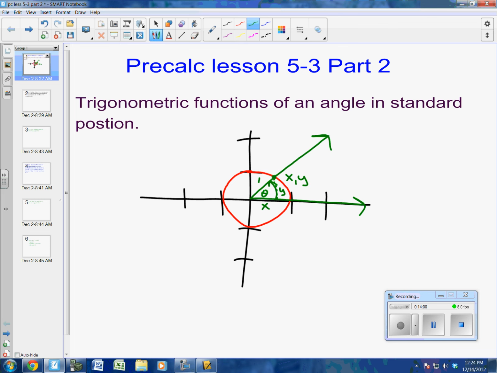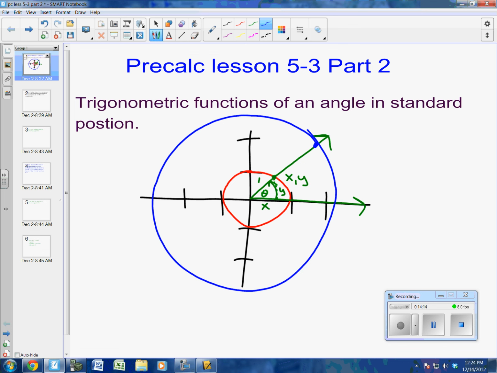Okay, here's the question. What if my point's not on the unit circle? What if my point is out here somewhere, on a circle that's out here? How do we define that? Okay, this is how we define it. After we get through getting this right here, we'll write the definitions down on our foldable.